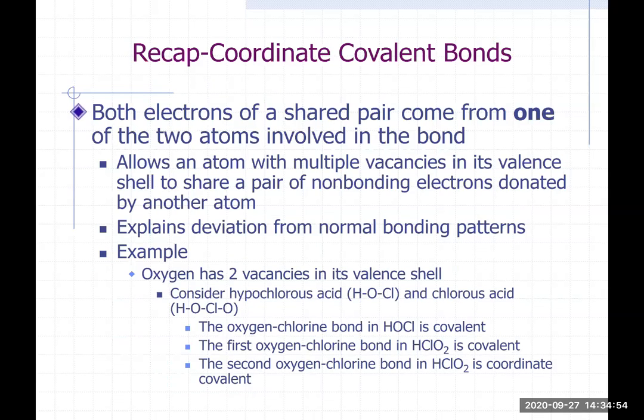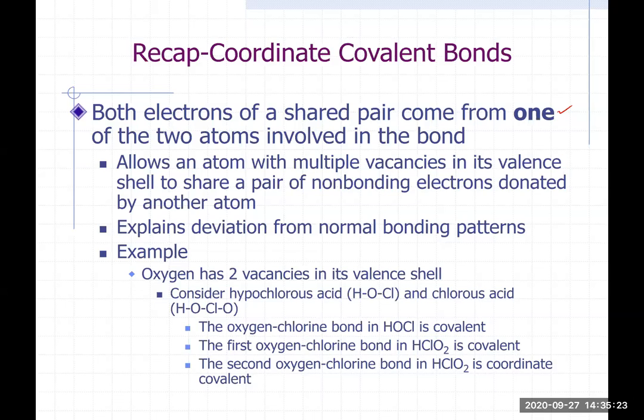Coordinate covalent bonds also share the electrons between the two atoms, but both electrons come from one of the two atoms that's involved in the bonding interaction. This allows an atom with multiple vacancies in its valence shell to share a pair of non-bonding electrons that's donated by another atom, and explains a deviation from normal bonding patterns that we see.